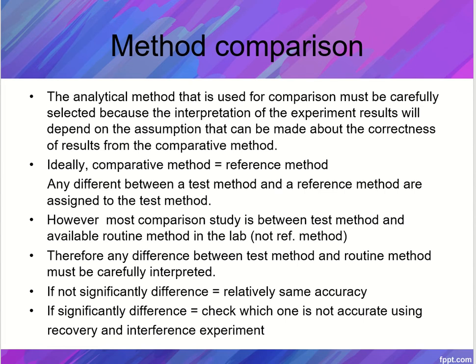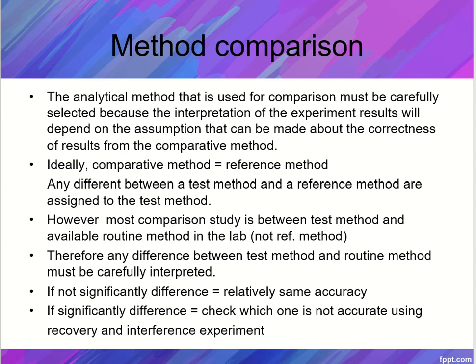Okay, I will explain in more detail the method comparison, which we usually use for accuracy determination. The analytical method used for comparison must be carefully selected, because the interpretation of the experiment results depends on the assumption that can be made about the correctness of results from the comparative method. Ideally, we compare the method with the reference method. So, any difference between a test method and a reference method is assigned to the test method.